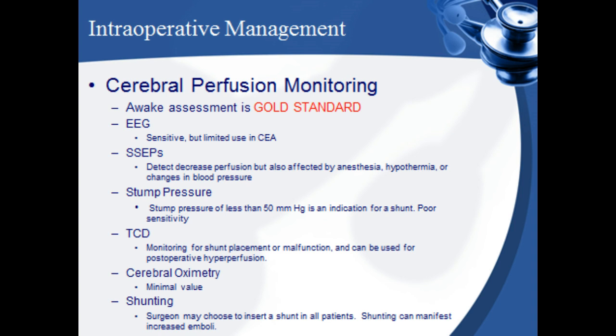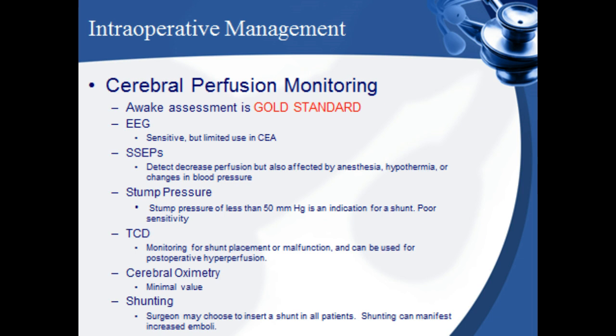Now, stump pressures, or back pressure of the internal carotid artery, is a poor indicator of the adequacy of cerebral perfusion. Pressures of less than 50 millimeters of mercury have been traditionally used as an indication to shunt by the surgeon. Transcranial Doppler ultrasonography, or TCD, measures continuous middle cerebral artery blood flow velocity and the occurrence of microembolic events.